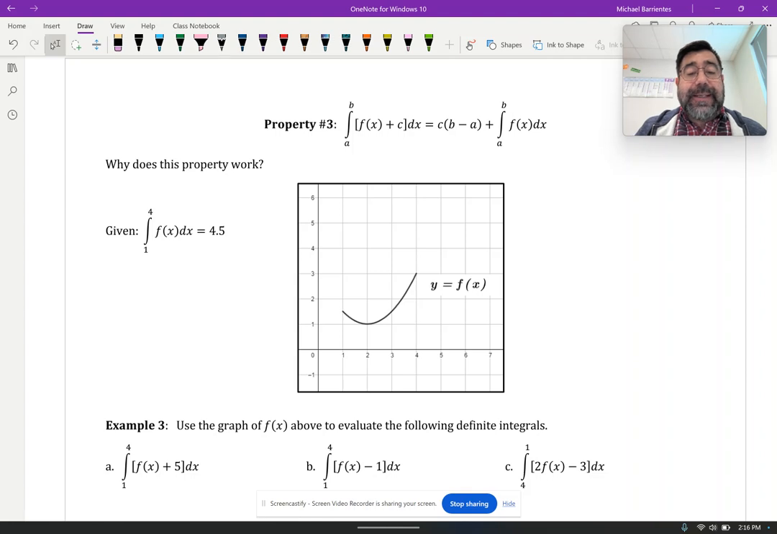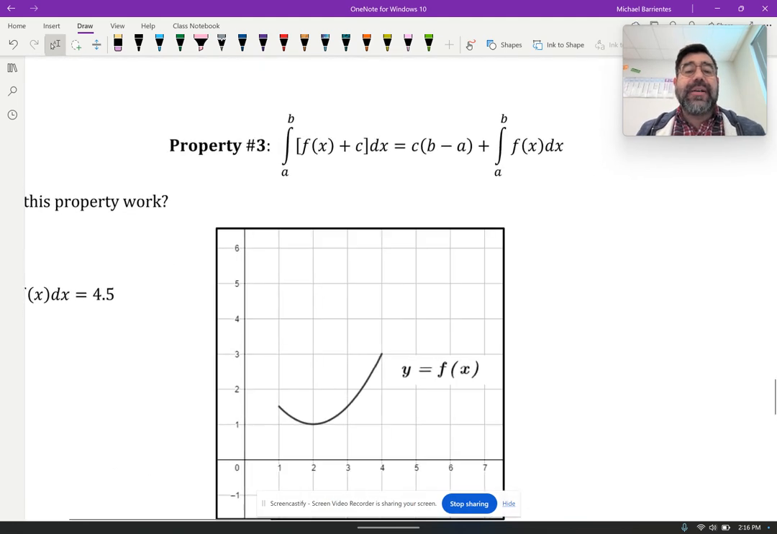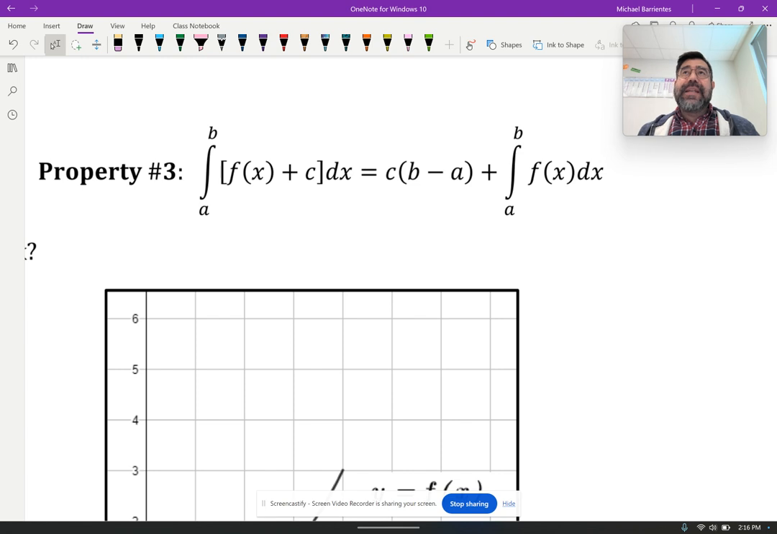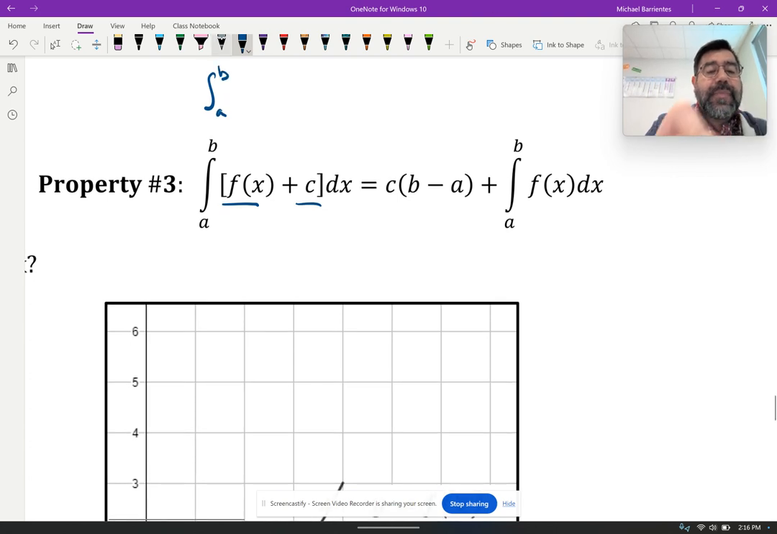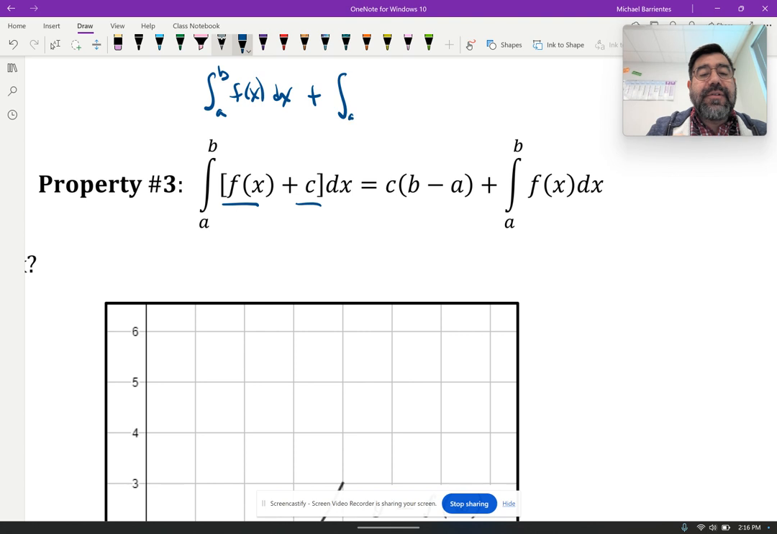Property number 3, I feel like it's connected to another property of integrals that we'll talk about later. If I'm finding the area of an integrand that has two parts, meaning I have a function f of x and a constant that I'm adding, I can separate them into two different integrals. So this is the same thing as the integral from a to b of the function with respect to x, plus the integral from a to b of the constant, dx.